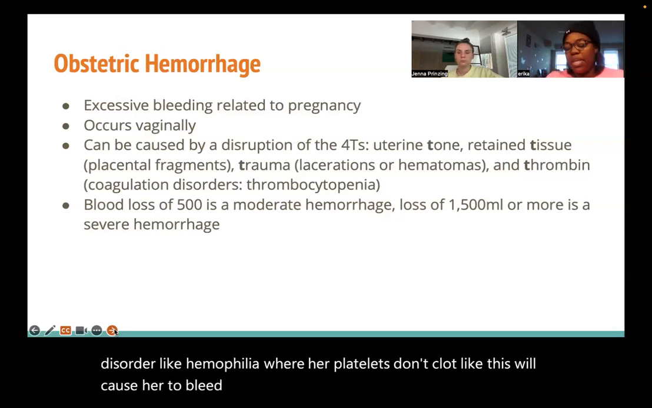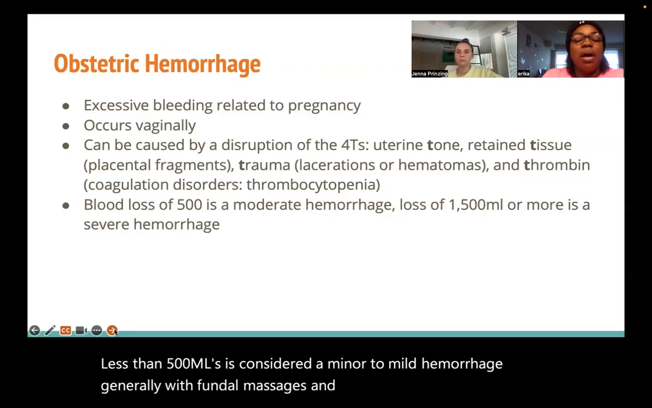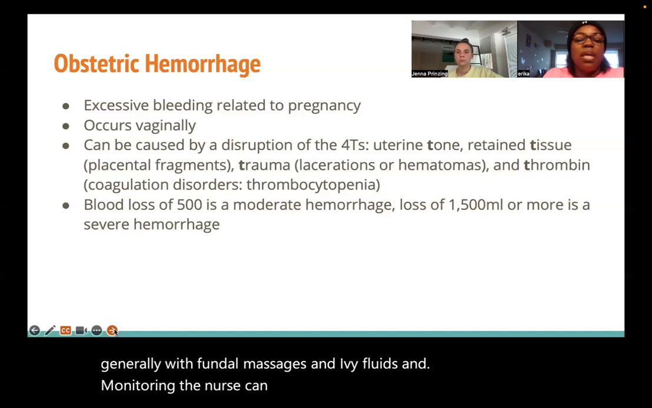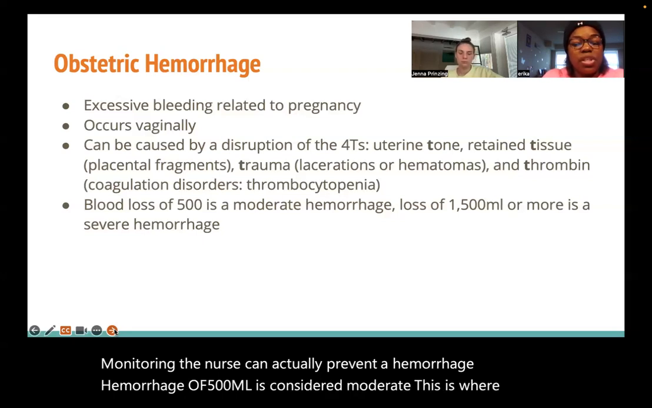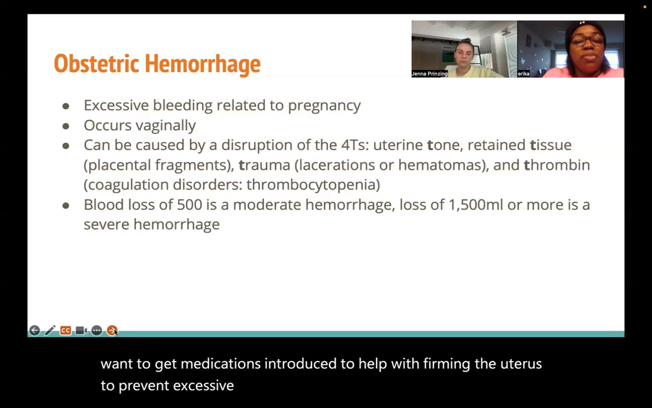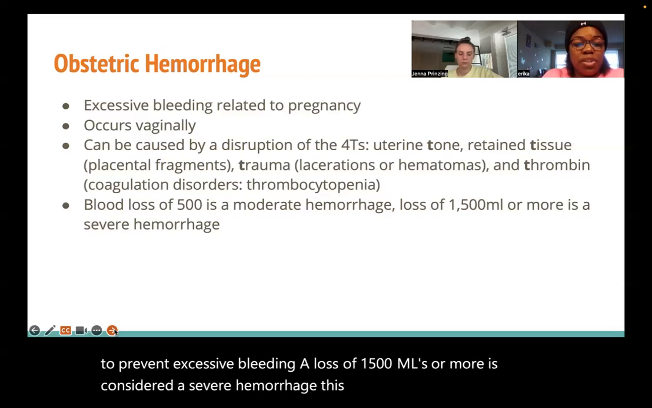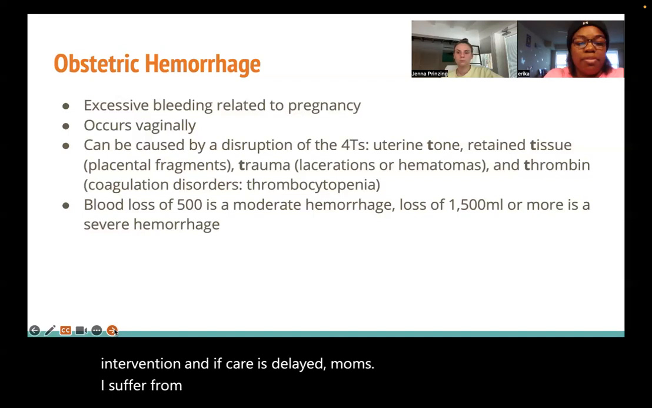So obstetric hemorrhages come in stages. Any bleeding less than 500 mLs is considered a minor to mild hemorrhage, generally managed with fundal massages, IV fluids, and monitoring. The nurse can actually prevent a hemorrhage. A hemorrhage of 500 mLs is considered moderate. This is where you want to get medications introduced to help with firming the uterus to prevent excessive bleeding. A loss of 1,500 mLs or more is considered a severe hemorrhage. This calls for immediate intervention, and if care is delayed, moms can suffer from hypovolemia, shock, organ failure, and death.